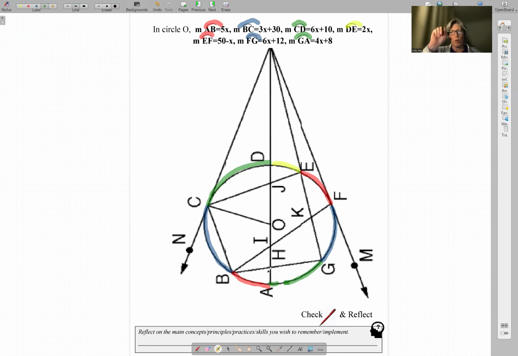And of course, the trick to the whole problem is when you add all the arcs together, they're going to equal 360 degrees. So you're going to solve for x, find all those arcs, and then start working your inscribed angles and your central angles.